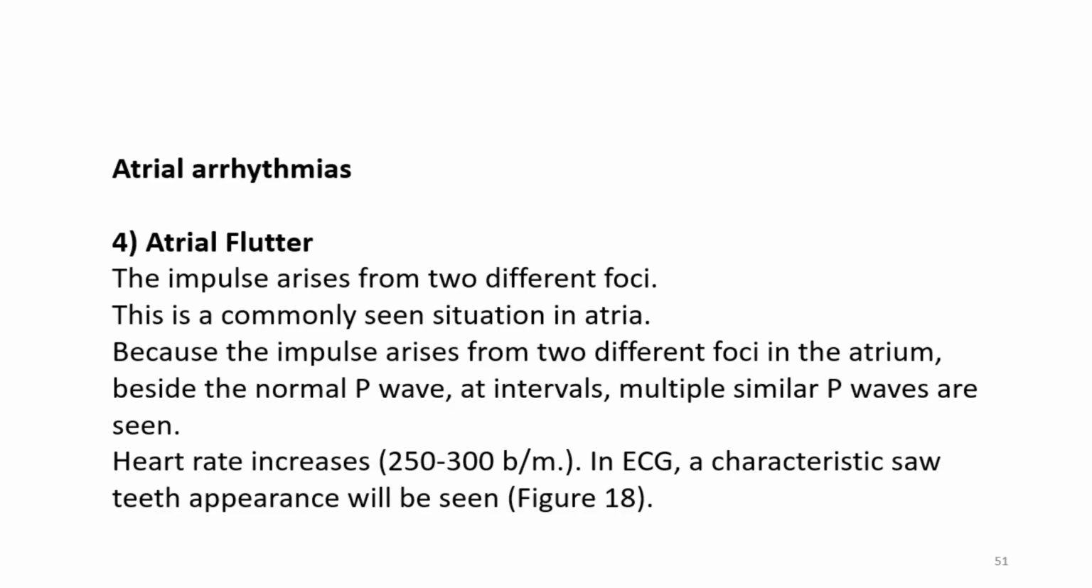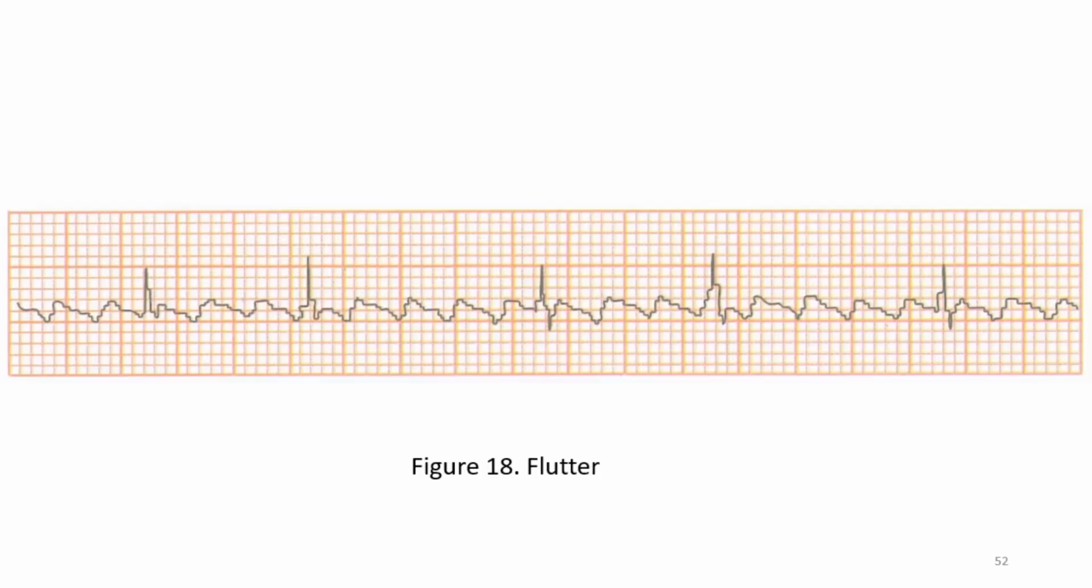Atrial arrhythmias. First, atrial flutter. The impulse arises from two different foci. This is a commonly seen situation in atria because the impulse arises from two different foci in the atrium. Beside the normal P wave, at intervals, multiple similar P waves are seen. Heart rate increases between 250 to 300 beats per minute. In the electrocardiogram, a characteristic saw-teeth appearance can be seen, as you see here, saw-teeth appearance in atrial flutter.